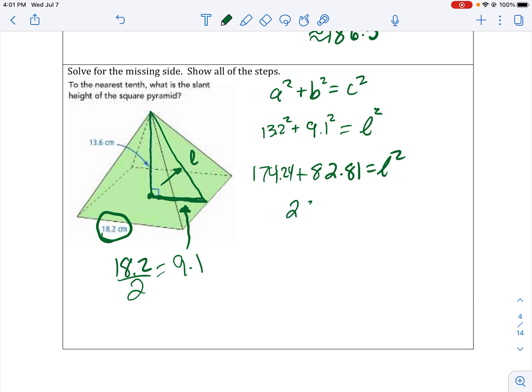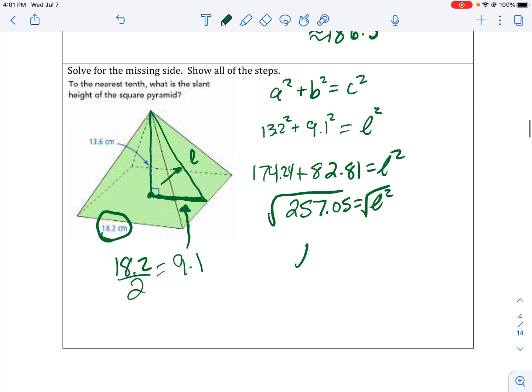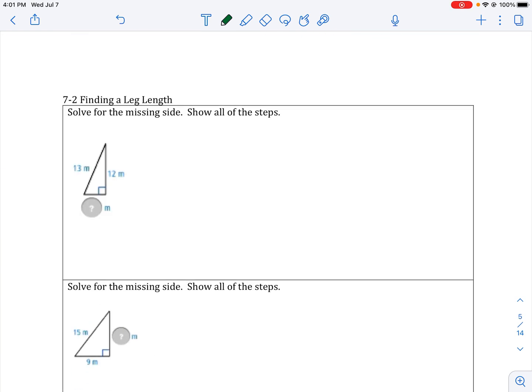Combine my like terms, 257.05 equals L squared. Now do the inverse operation of squaring, which is to square root. And I'm going to round to the nearest tenth. So my slant height is approximately 16.03, which to the nearest tenth would just be 16.0 or just 16. And that's the Pythagorean theorem.